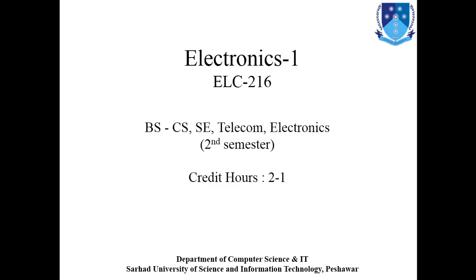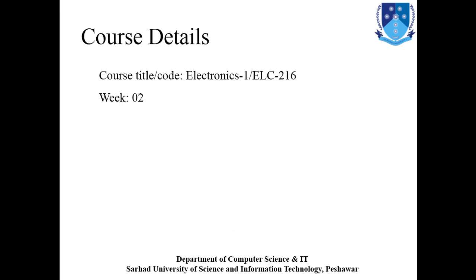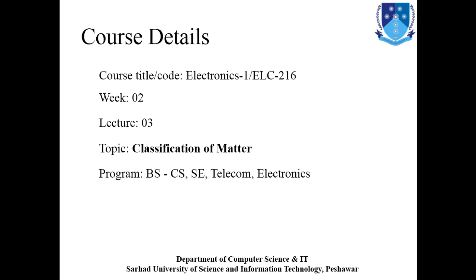Remember that Electronics 1 is a 2-1 credit hour course, meaning that we have to cover at least 2 hours of theory classes, while 1 credit hour or 3 contact hours is for our lab work. As we discussed, this is lecture number 3 of our Electronics 1 course, and the major topic which we will discuss in this lecture is classification of matter based on their conductivity.